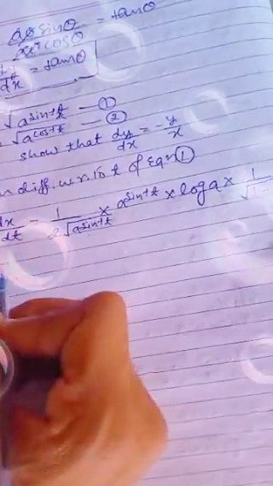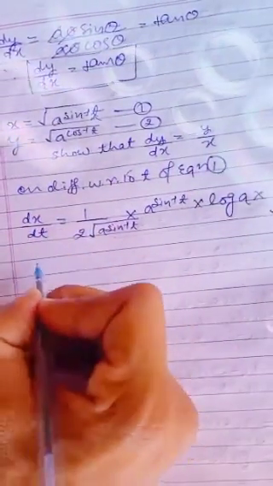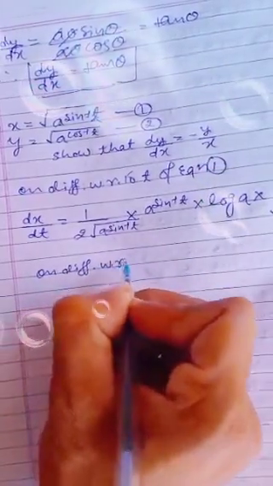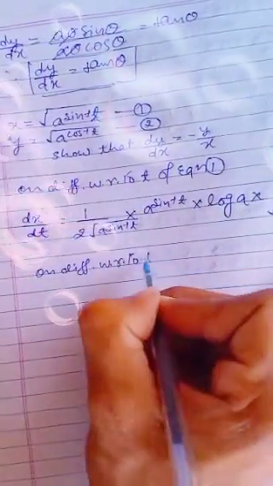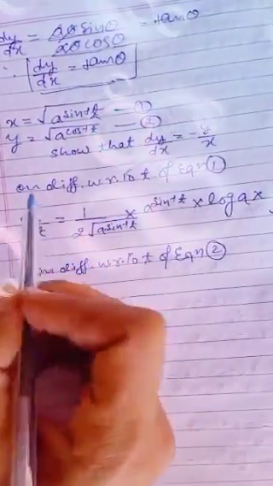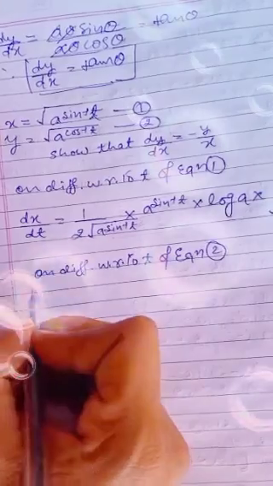Now here you can write, on differentiation with respect to t of equation number second. So this is equation number second.